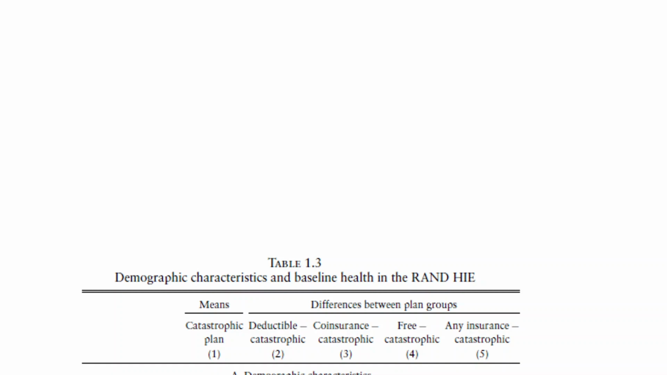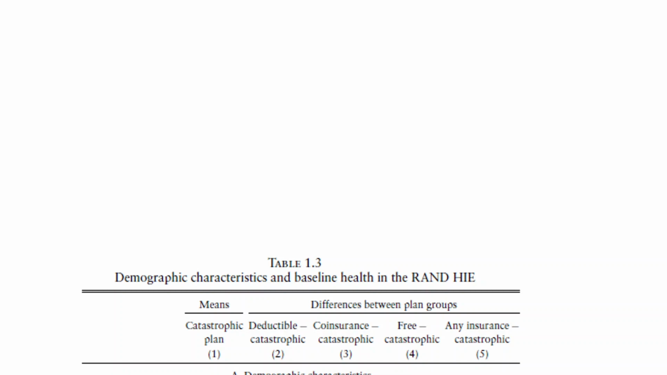Hi everybody, welcome back. We're continuing our series of videos on randomized controlled trials, essentially the gold standard for uncovering causal effects. The last couple videos explained why, and in this video we're going to continue on talking about the Rand health insurance experiment from the 70s and early 80s that randomly assigned people into different insurance groups.